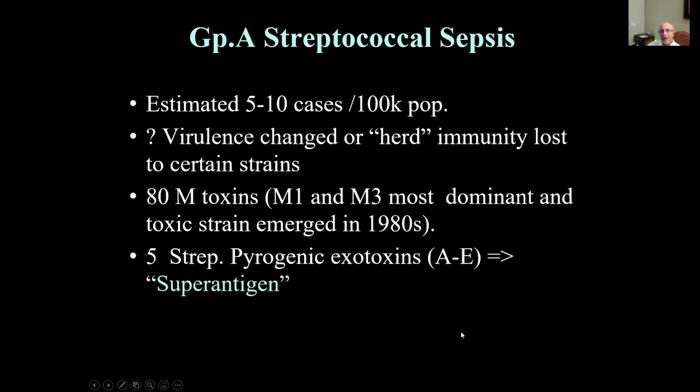Group A streptococcal sepsis is estimated to occur in 5 to 10 cases per 100,000 population. The virulence has changed as populations have lost herd immunity. Group A streptococcal sepsis is due to 18 myotoxins that lead to muscle damage, M1 and M3 being the most dominant. Group A strep also creates 5 streptococcal pyrogenic exotoxins, which are called superantigens that lead to high fever.